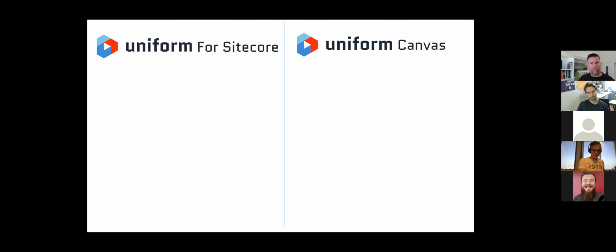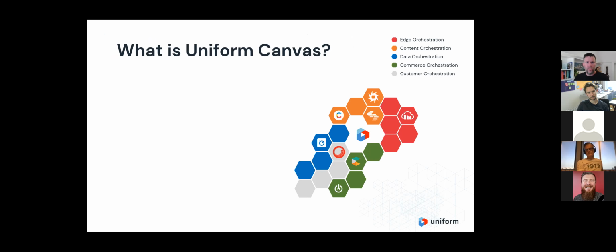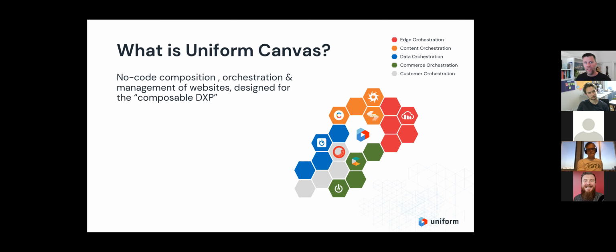But over the last 18 months or so, the team's been working quite heavily on Uniform Canvas. So what is Uniform Canvas? This is the latest release. We actually released this only a couple of weeks ago. It has been in beta for about 6 months with certain partners as well. But what this is, is a no-code composition and orchestration management for websites in that composable digital experience platform.